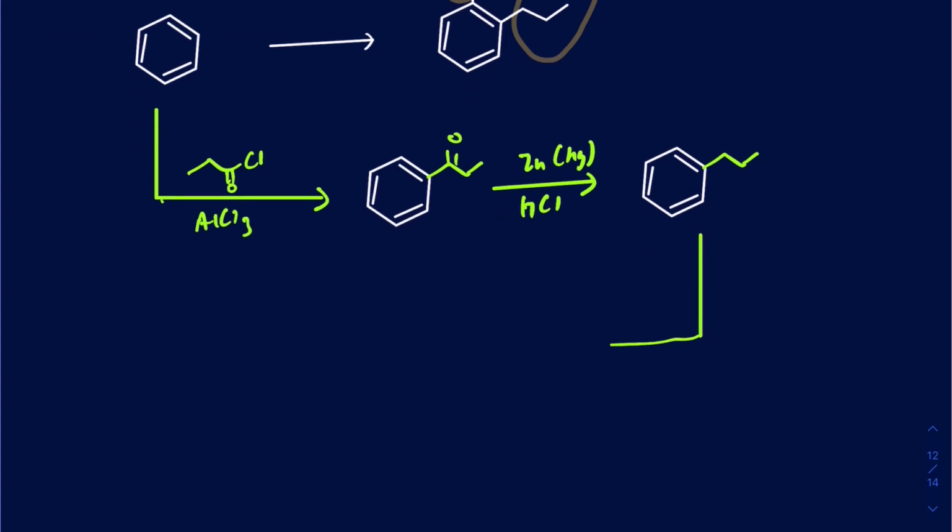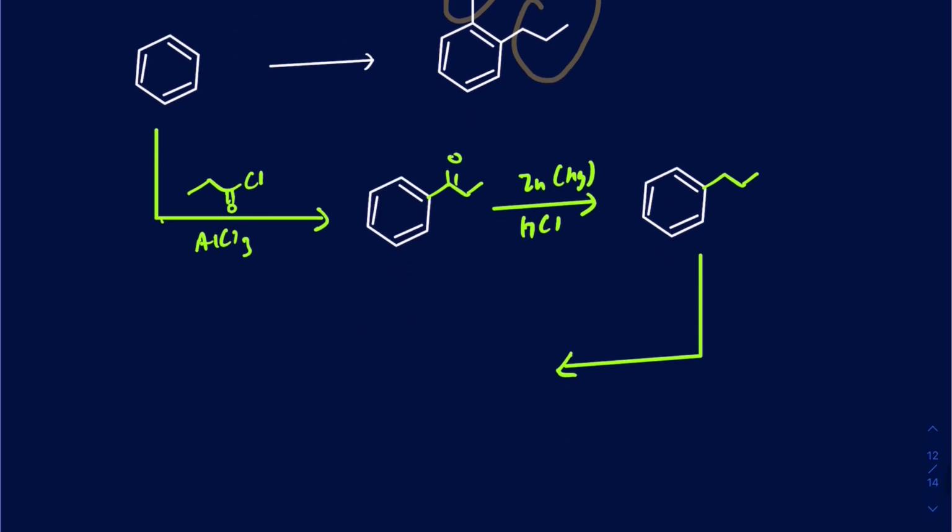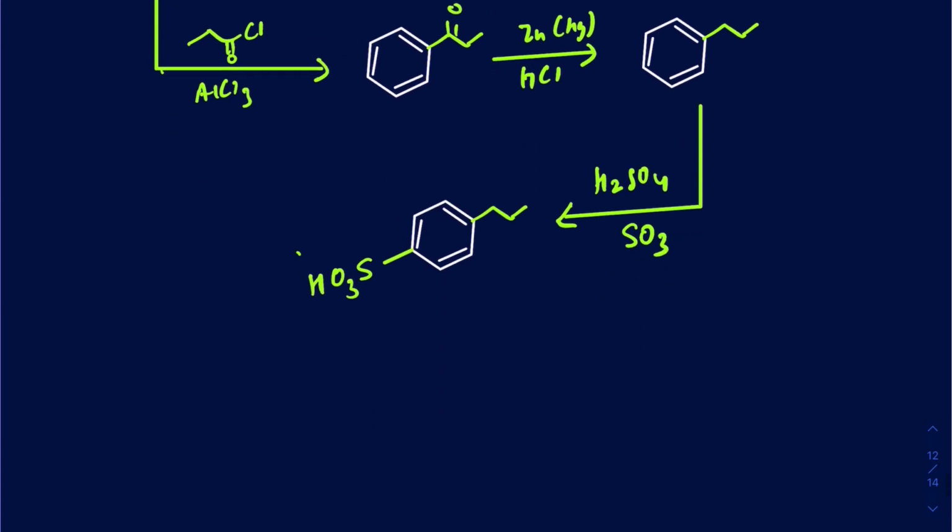And then after getting a propyl group, if I use Br2 right now, if I do bromination, it will go on the para position, but I really want this to be on the ortho position. So maybe I can block the para position by doing H2SO4 with SO3, so fuming sulfuric acid. And now I can go ahead and do the bromination. So I can do Br2 with FeBr3.